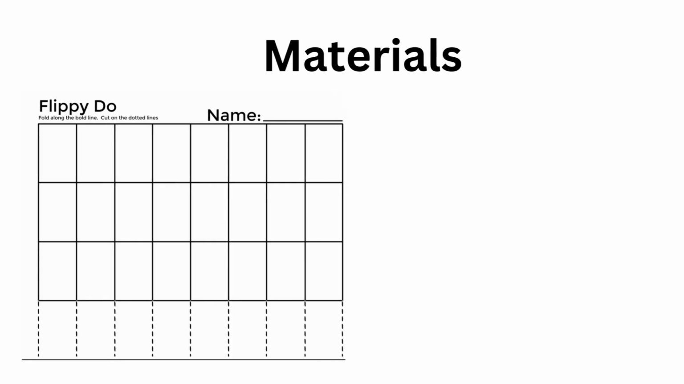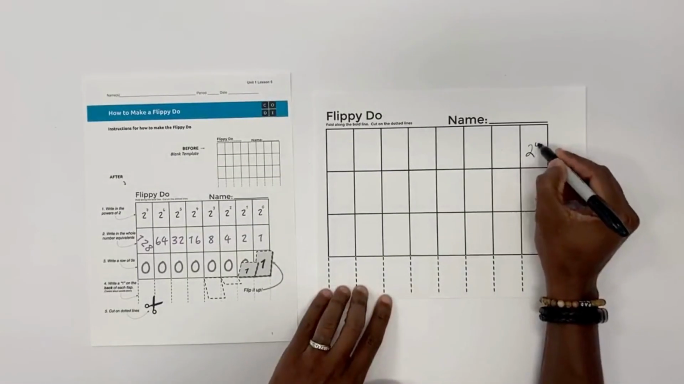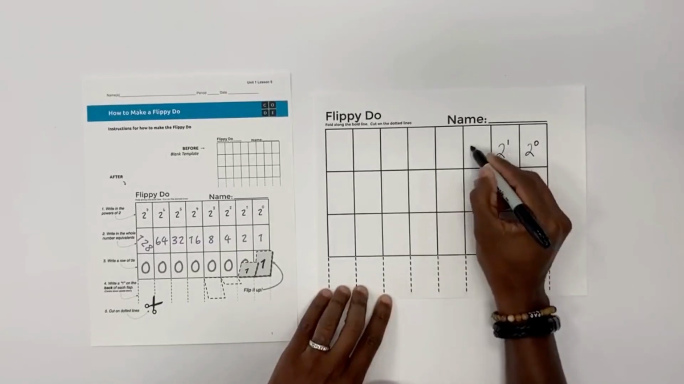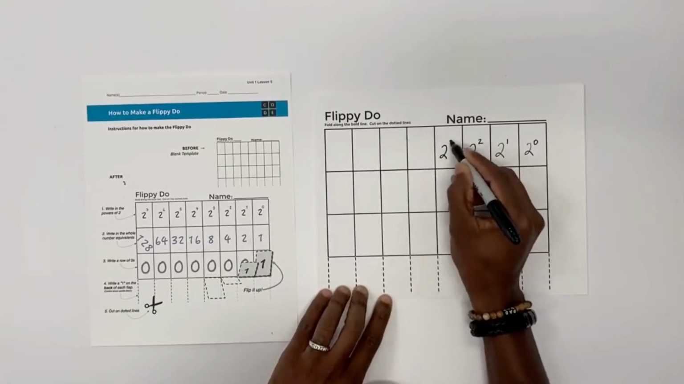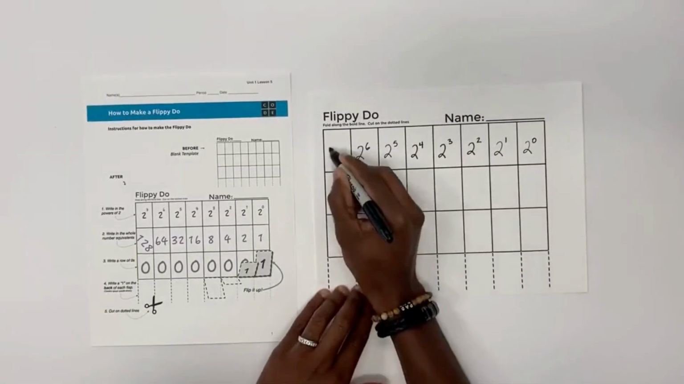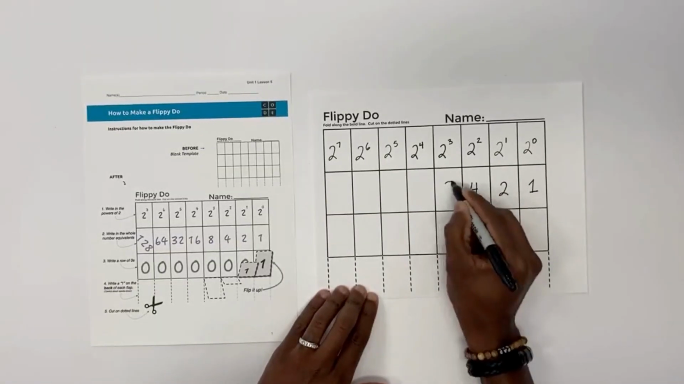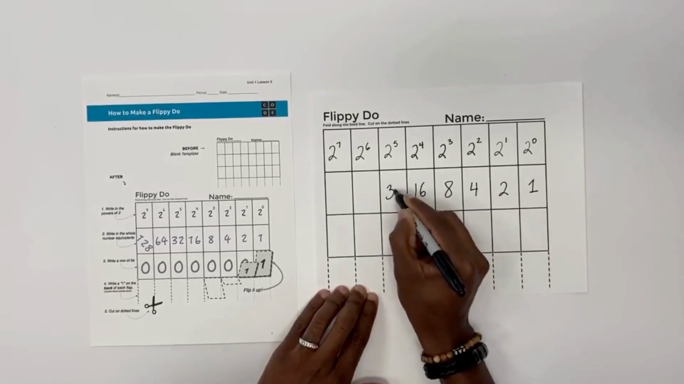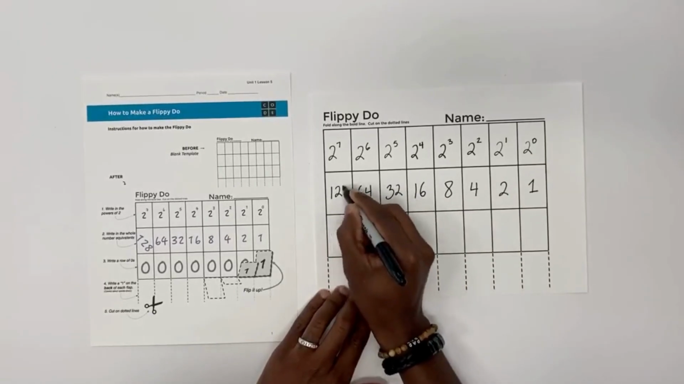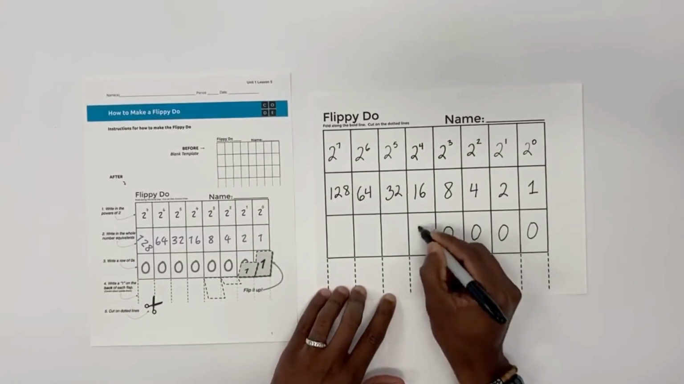First, we need to grab the materials: your Flippy Do template, a marker, and a pair of scissors. In addition, you need the How to Make a Flippy Do. To fill out the Flippy Do, we start with the top row with the base 2 and their corresponding index 0 to 7. On the second row, fill it with the decimal values from left to right: 1, 2, 4, 8, 16, 32, 64, and 128. On the third row, fill it with all zeros.